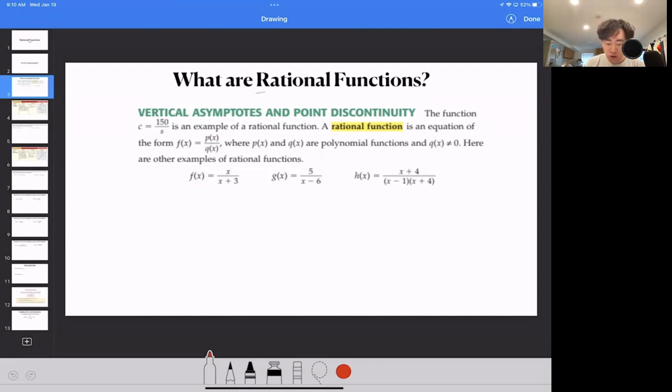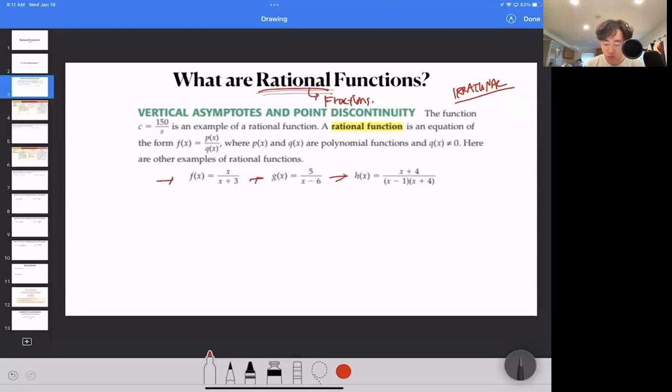First, I want to talk to you guys about what rational functions are from the get-go. Any decimals or numbers that can be represented as fractions are called rational numbers. So when we say something is irrational, it means that the number cannot be represented by a fraction. That's all you have to remember.